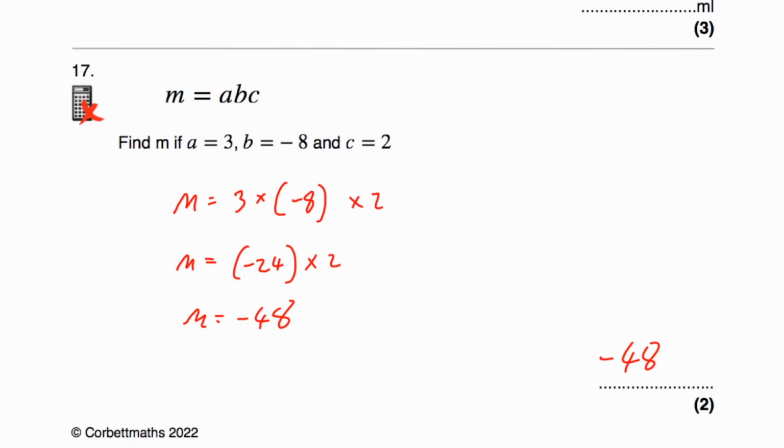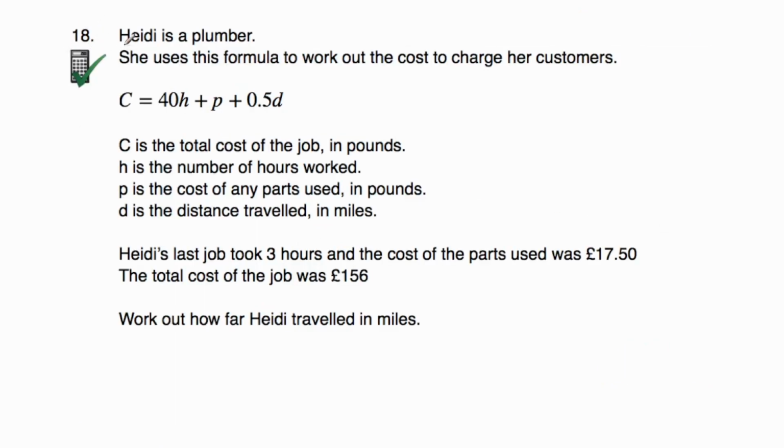Okay, next question. Question number 18. Heidi is a plumber and she uses this formula to work out the cost to charge her customers. So C is the total cost of the job in pounds, and we've got 40 times H, and H is the number of hours worked, plus P, which is the cost of any parts used in pounds, plus 0.5 times D, and D is the distance travelled in miles.